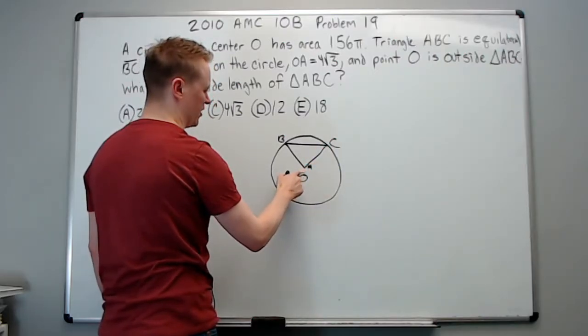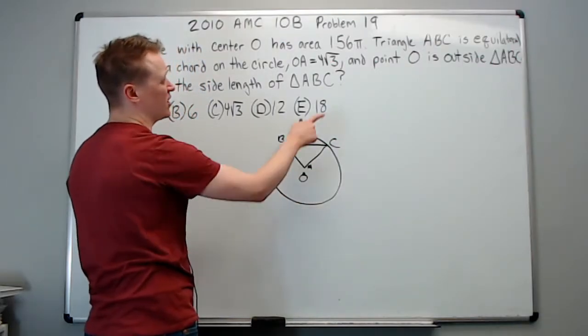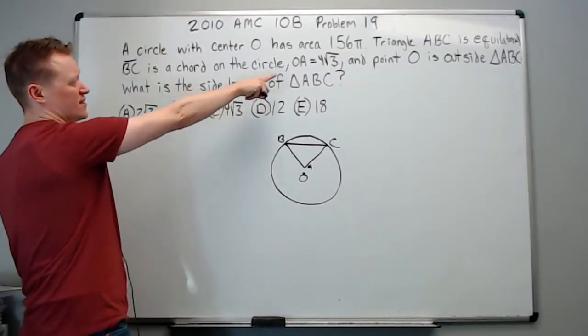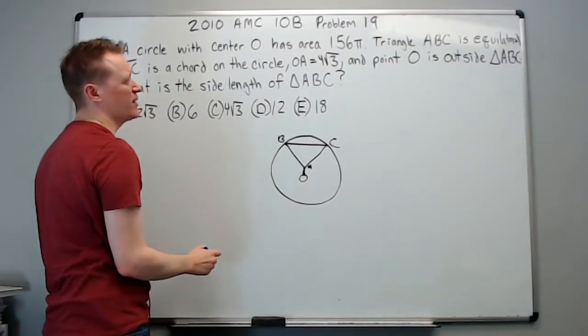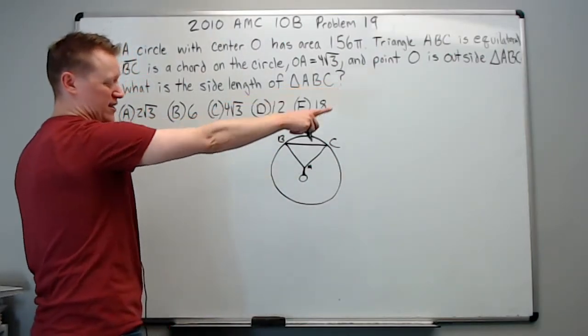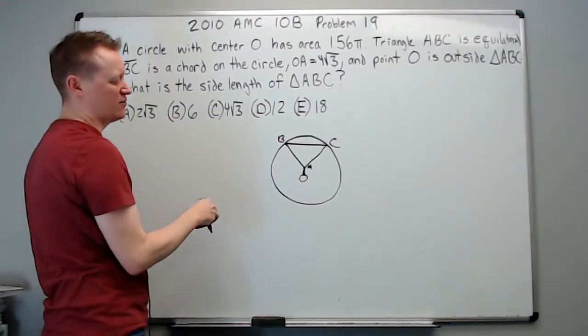And I'll move O down a little bit just so we can see a little bit. So you're going to connect O to A. It says that OA is 4 root 3. So this little distance here is 4 root 3. Point O is outside the triangle. Good, we achieved that. What is the side length of the triangle?